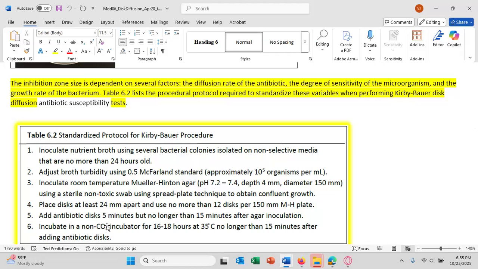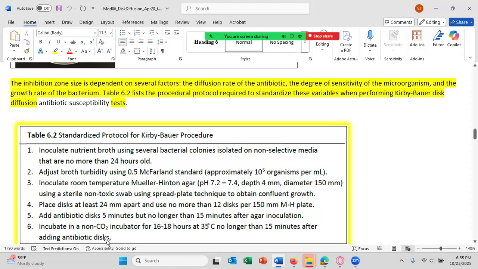You then take the plate and put it in a non-CO2 incubator for 16 to 18 hours at 35 degrees. And you put the plate in the incubator not more than 15 minutes after adding the antibiotic disc. So between 0 and 15 minutes after adding the antibiotic disc, you put the plate in the incubator. I'm not sure what the CO2 would do for the zone of inhibition. It may be species specific, but you allow the growth to happen for 16 to 18 hours.